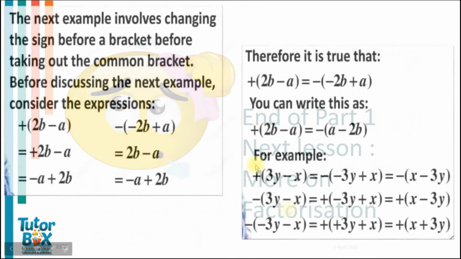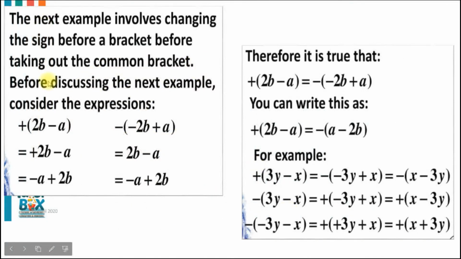Okay. Right, so the next example involves changing the sign before a bracket before taking out the common bracket. So before discussing the next example, let's just consider these expressions and see how they relate to each other. So we have plus 2b minus a and also minus 2b plus a, right? So if I simplify this guy here, I'm going to get plus 2b, and then here I'm going to get minus a, because a plus times a minus will give me a minus, right? If I rewrite this, I'll get minus a plus 2b.